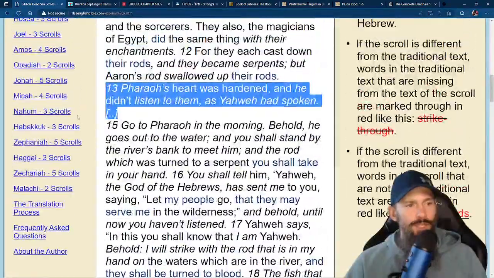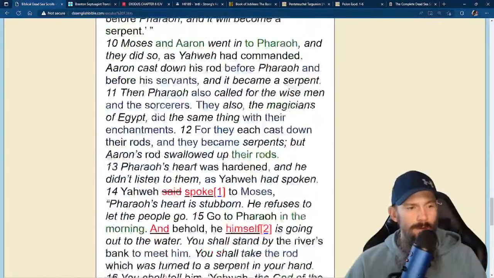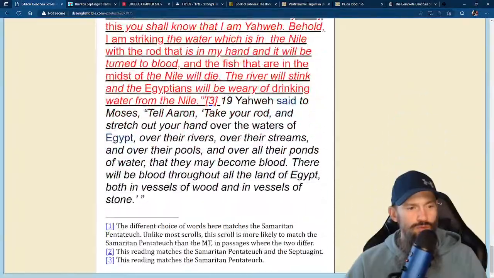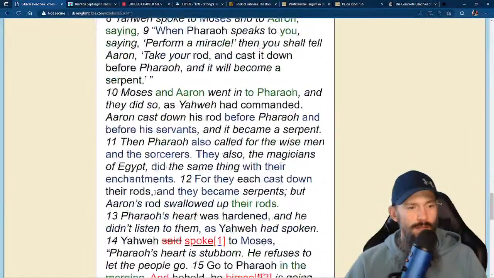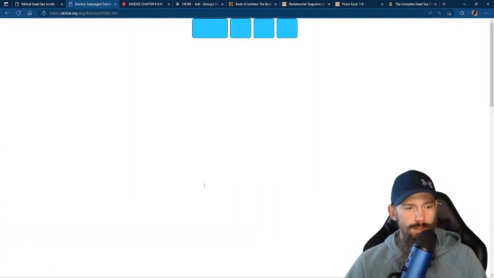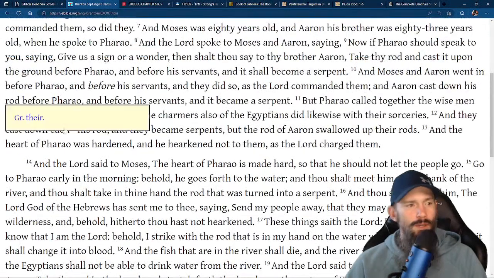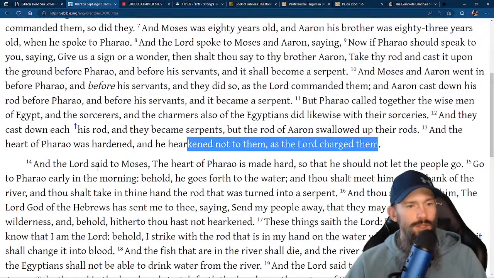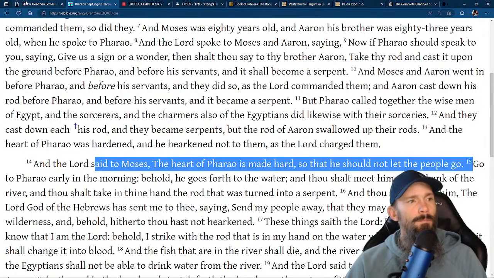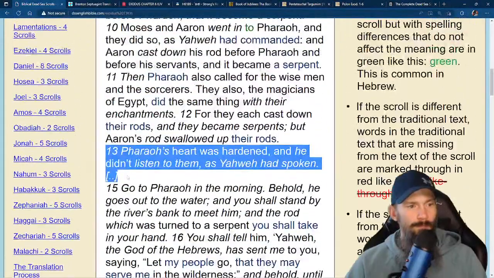13 to 14. Now this manuscript's got Yahuwah spoke to Moses. Pharaoh's heart is stubborn. He refused to let the people go. 7:13. The Lord charged them. Yep. So where's it at? Yep.